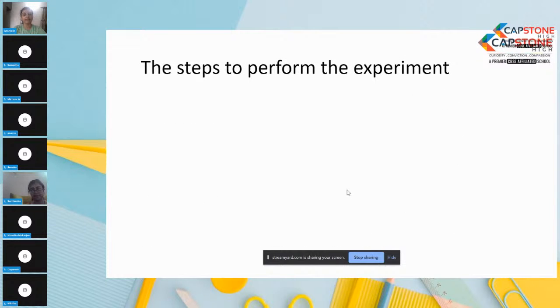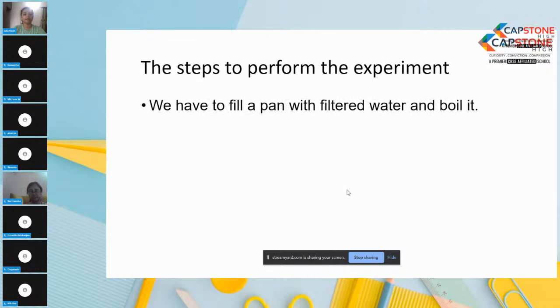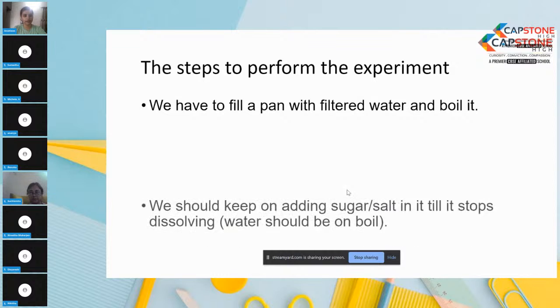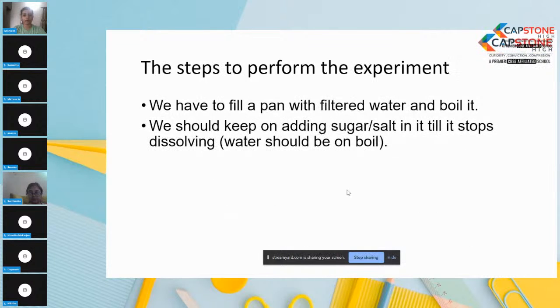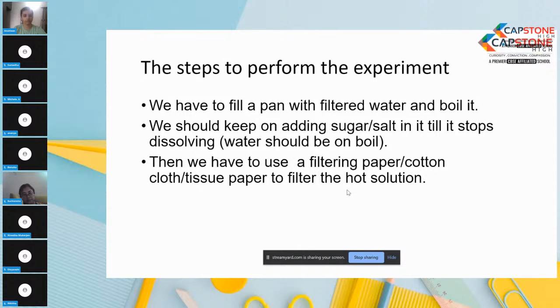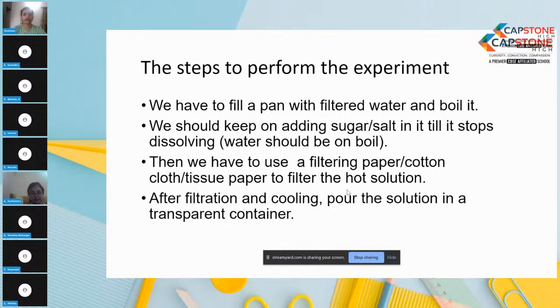The steps to perform this experiment are: we have to fill a pan with filtered water and boil it. We should keep on adding sugar or salt in it till it stops dissolving. And we should make sure that the water is on boil. Then we have to use a filtering paper to filter the hot solution. We can also use cotton cloth or tissue paper. After the filtration and cooling process is done, we have to pour the solution in a transparent container. After this, we have to leave the container for at least 24 hours undisturbed and observe the change.